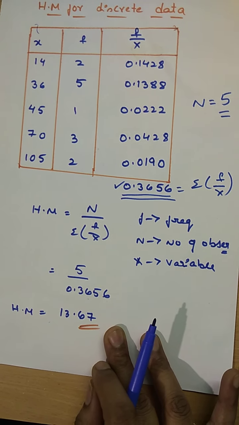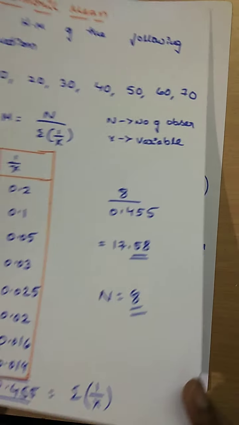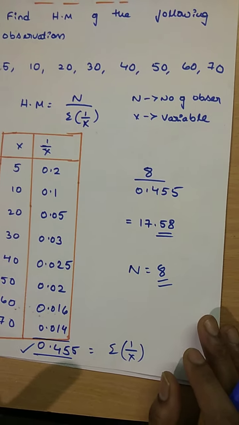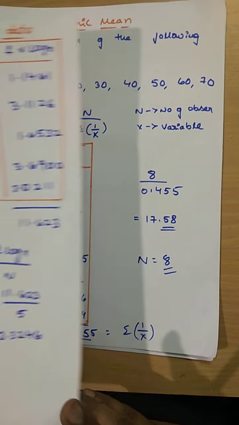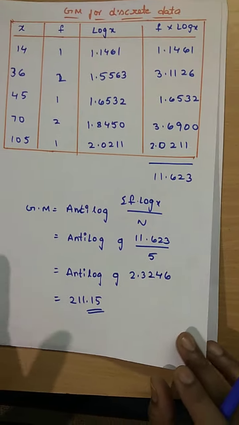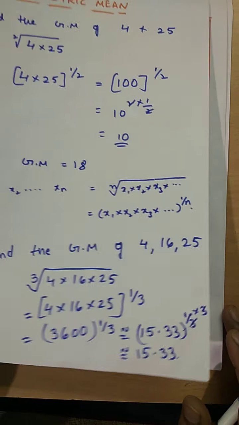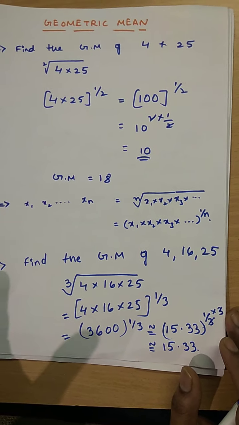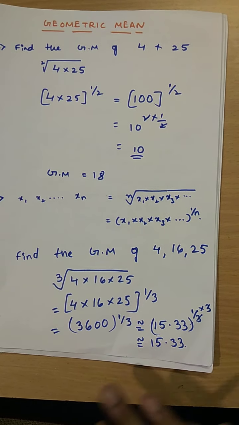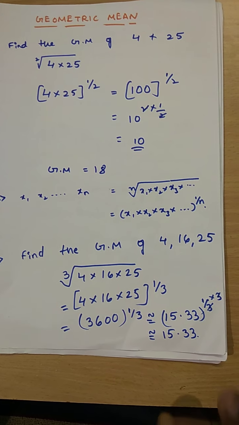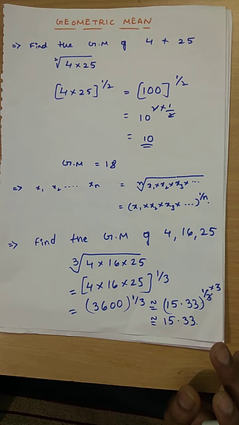Hope it's clear. Till now I have explained about measures of central tendency. Measures of central tendency means finding the average value. We have 5 methods to find the average value: arithmetic mean, median, mode, geometric mean and harmonic mean. Till now I have finished the concept of measures of central tendency.